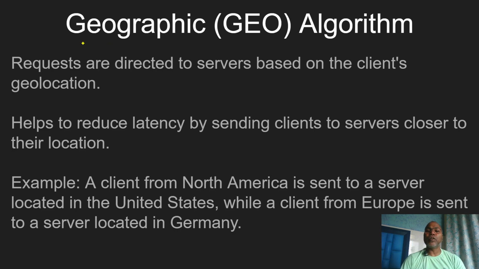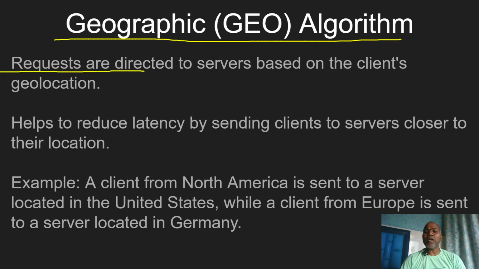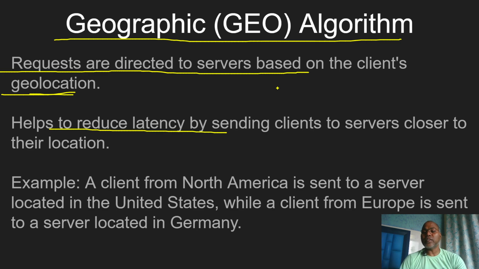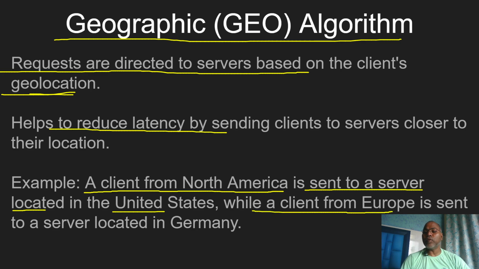And sometimes you can use the geographical location algorithm, where requests are directed to a server based on the client's geographical location. This is also a very good kind of algorithm, and it reduces our latency, because the request goes to the nearest region from where it is coming. For example, one client from North America sends a request to the server. The routing algorithm knows this request comes from the North American region, so it routes it to a server located in the United States.